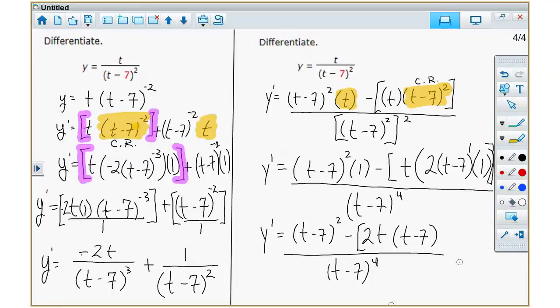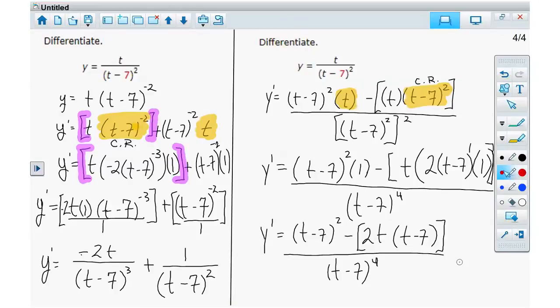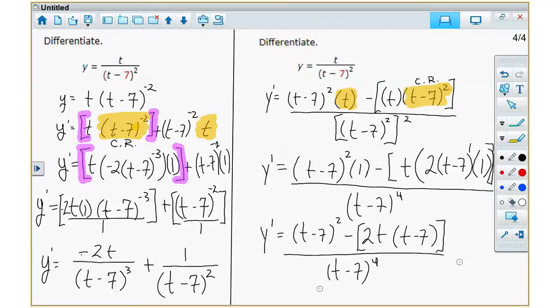Now, this is an algebraic question. Can we get rid of some things? Yes, the t minus 7s. I'm going to take my red marker and take this one out, and that gives me t minus 7 to the 1st power. Take this one out, that'll give me t minus 7 to the 3rd power.